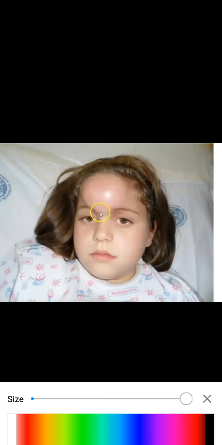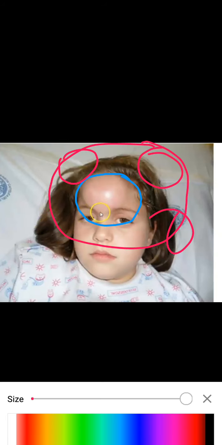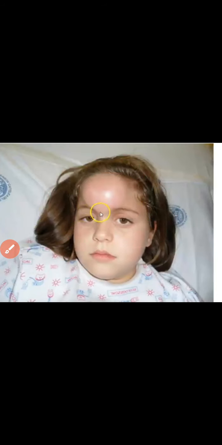Now come to your complications. The complications are osteomyelitis in the frontal bone, as you can see it is happening in the frontal bone, as well as intracranial abscess. See, this is the cranium, so there may be an abscess in any part. So this is your intracranial abscess.